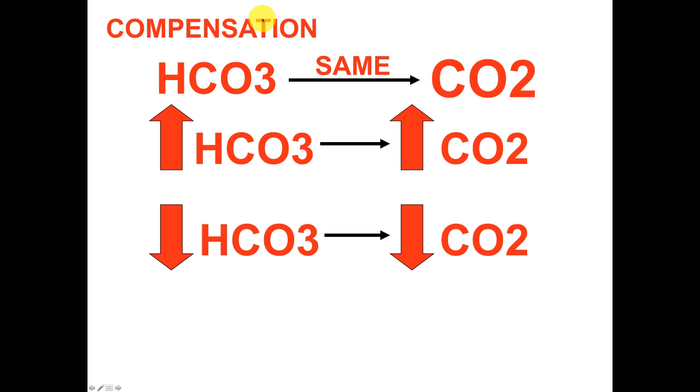You will know that compensation goes on if the direction of the bicarbonate is the same with the direction of carbon dioxide, or the direction of carbon dioxide is the same with the direction of bicarbonate. Hence, if bicarbonate goes up and carbon dioxide goes up, you are going to have compensation. If bicarbonate goes down and it's the same thing with carbon dioxide goes down, it means that there is compensation going on. So let's have this drill.